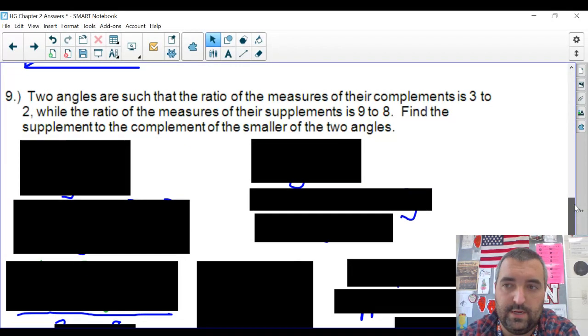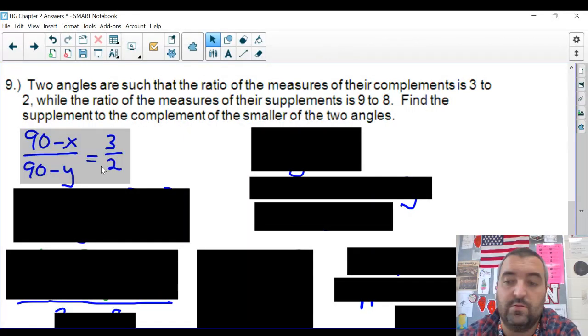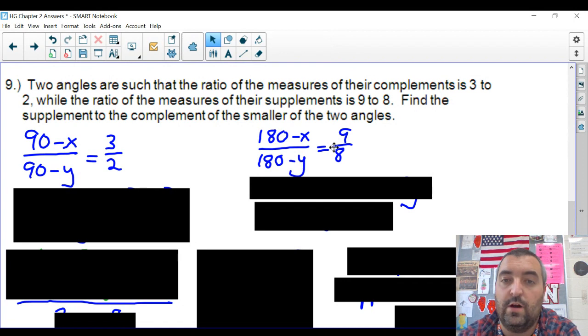All right, number 9. Two angles are such that the ratio of the measures of their complements is 3:2, while the ratio of the measures of their supplements is 9:8. Find the supplement to the complement of the smaller of the two angles. So let's start with the beginning part. The ratio of their complements is 3:2. The ratio of their supplements is 9:8. So you can see here I have two different angles, x and y.